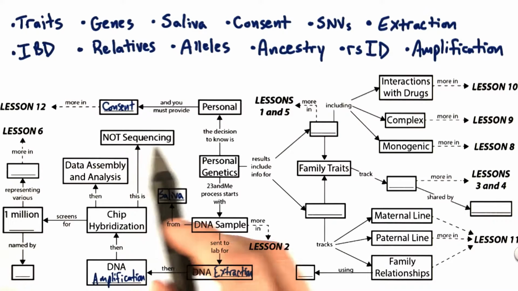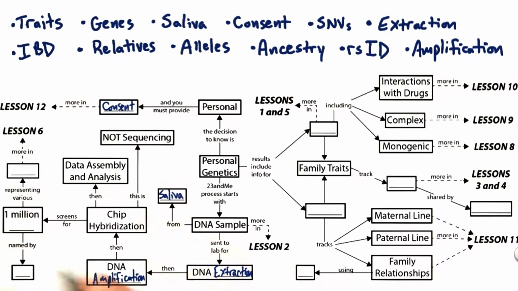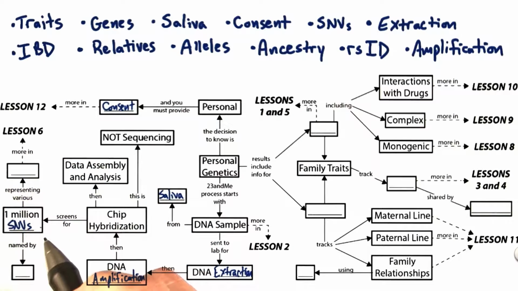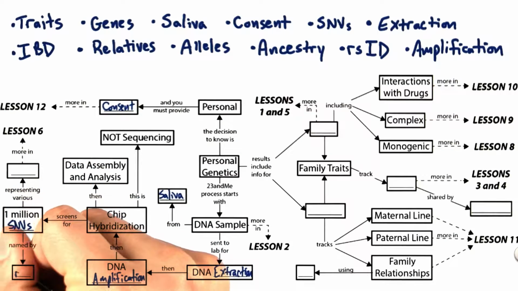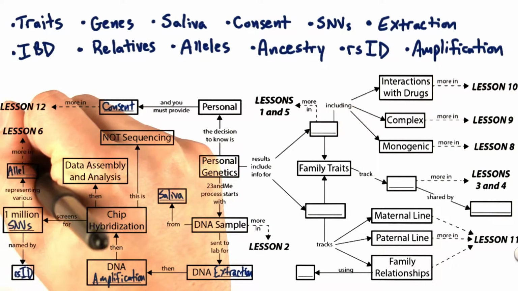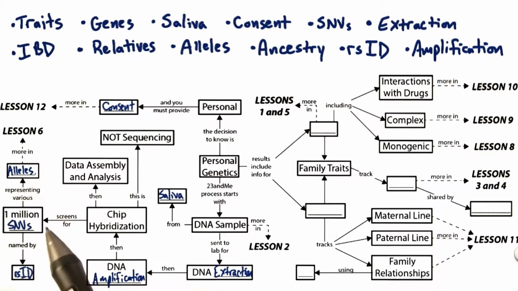And the important part is this is not sequencing, right? We learned that this is not sequencing the whole genome. We're actually screening for 1 million different SNVs, or single nucleotide variants. And they're named individually by their RSID. And together, all these SNVs can represent different alleles. Now, we learned more about alleles in Lesson 6 in particular.